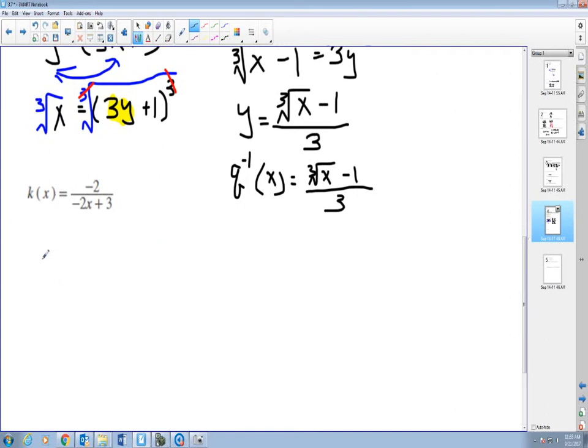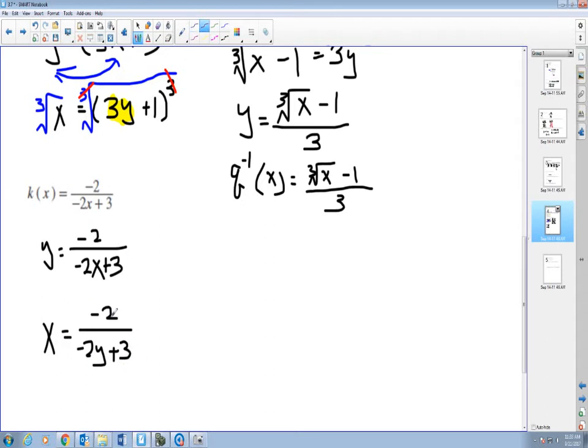Replace k of x with y equals, so I can interchange between my x and y variable for step number 2. Now rather than having y equals, I should have x equals -2 over -2y plus 3. Step number 3, solving for y. Right now my y is in the denominator. So what I can do is multiply both sides by my -2y plus 3.